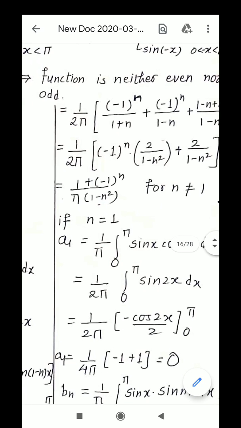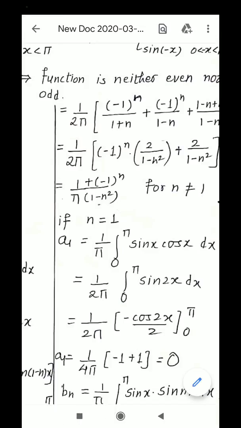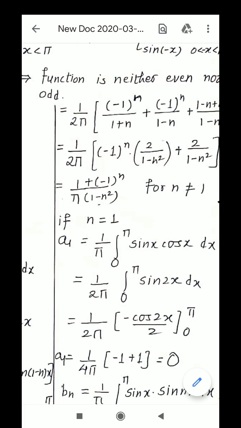So observe, this is the value of a n. In a Fourier series n starts from 1. So if we put n equal to 1 here, we get denominator 0, since 1 minus 1 is 0. So this is true for n not equal to 1, meaning for n greater than 1. Because f of x is sin x, we have to find a1 separately. So how do we find a1?